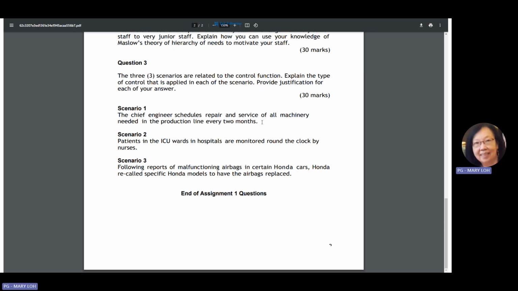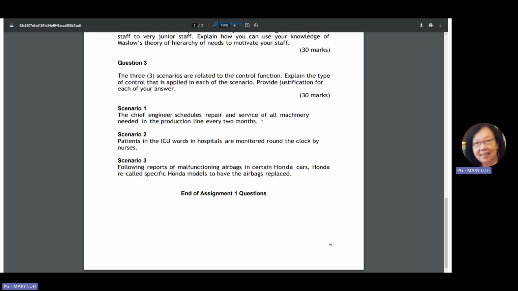So that is preventive. Preventive or feed-forward control. But you must write the word feed-forward control there. You cannot just say, oh, this is preventive. Right? Yes, it is preventive, but the actual term, the type of control, is feed-forward. So just remember, the first one, feed-forward, is for scenario 1.